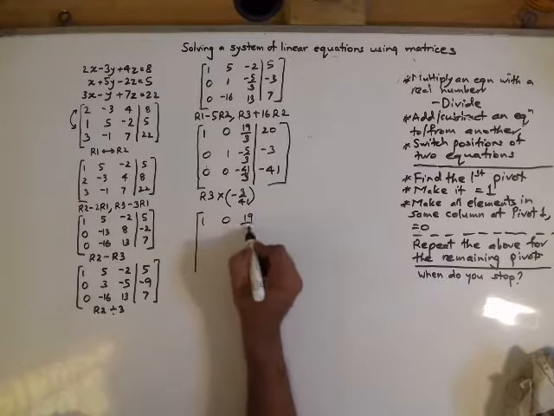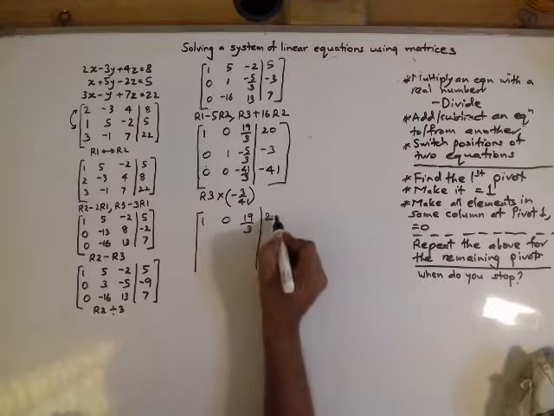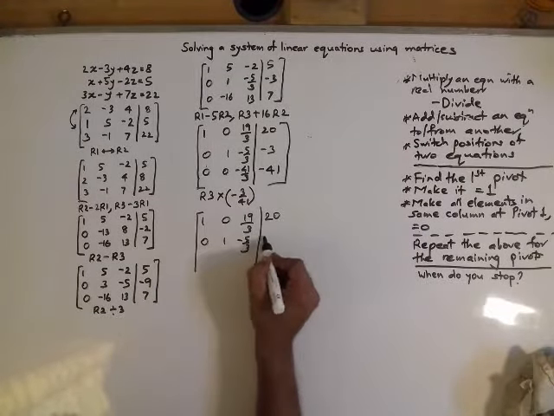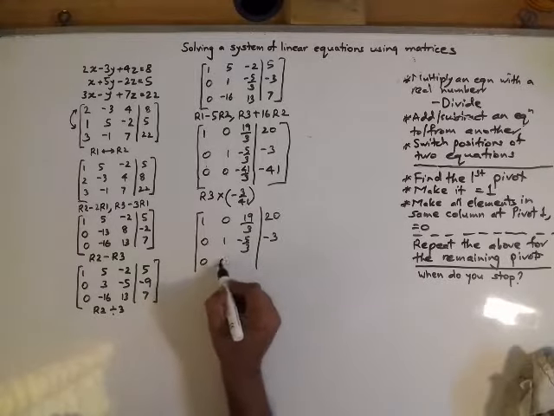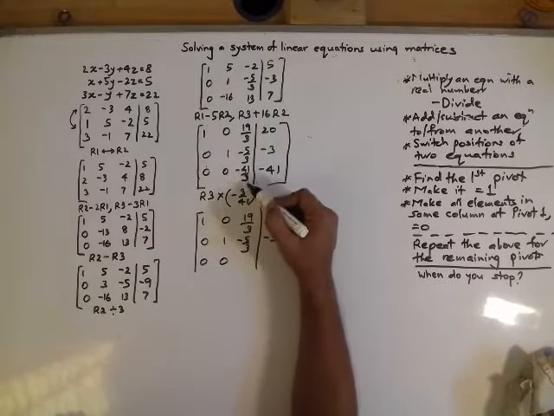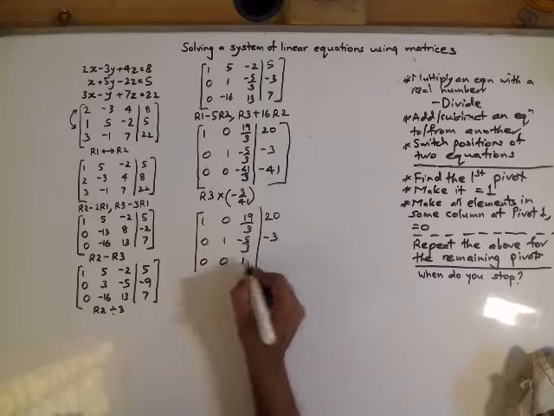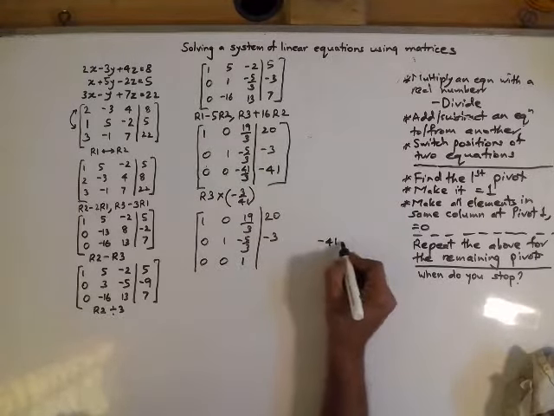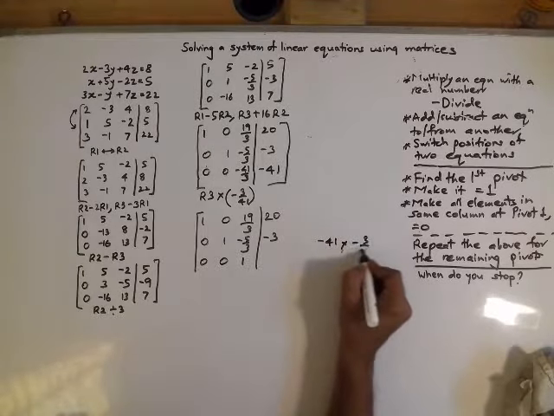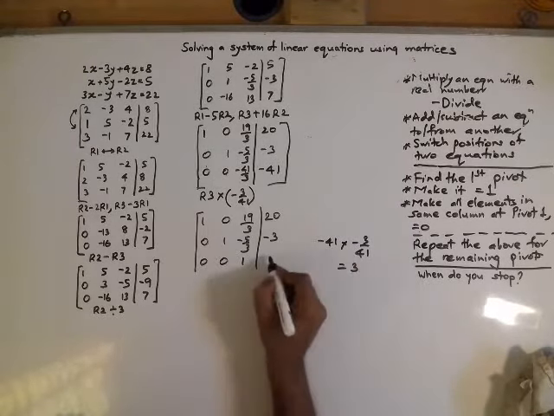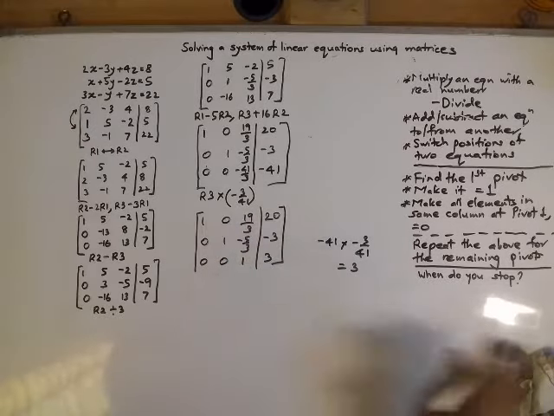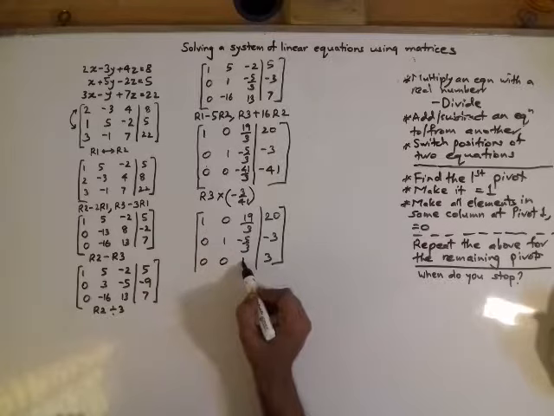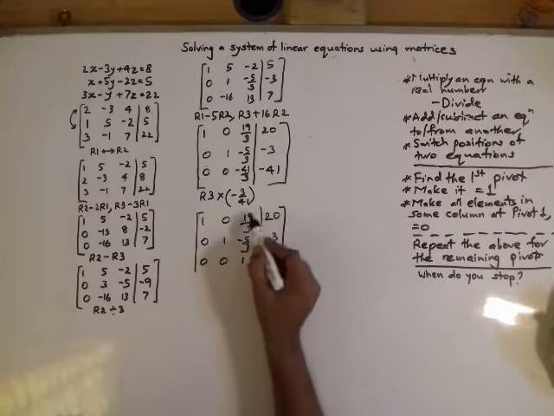The first row stays as it is. The second row stays as it is. In the third row, when you multiply this by minus 3 by 41, you are going to get 1. That's why we did it. And here we have minus 41 into minus 3 by 41, which is really 3. So we got the third pivot equal to 1. Now we just need to zero these out.